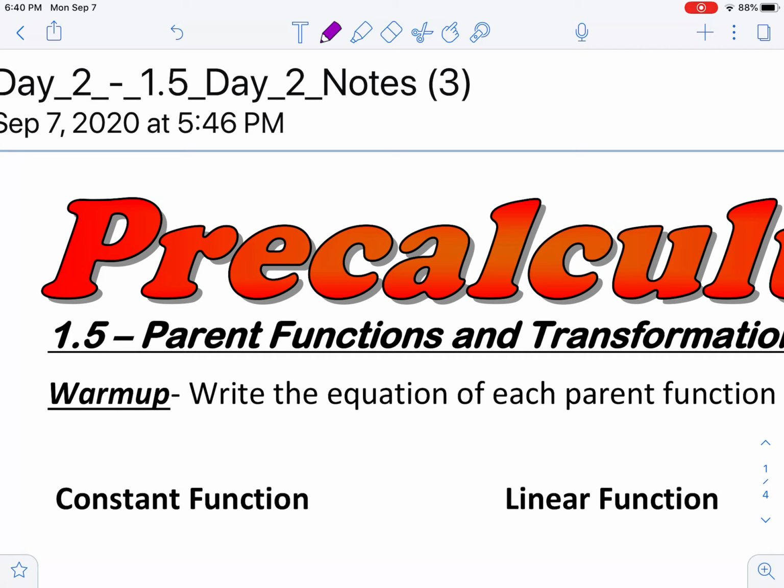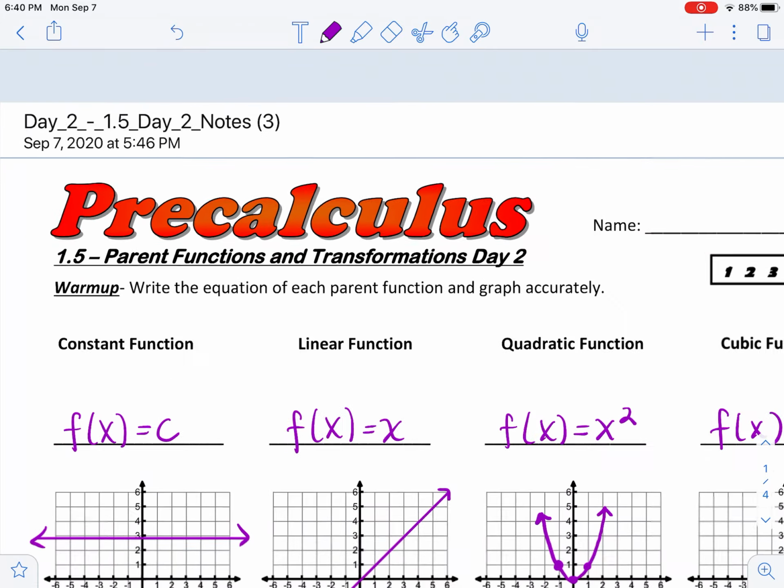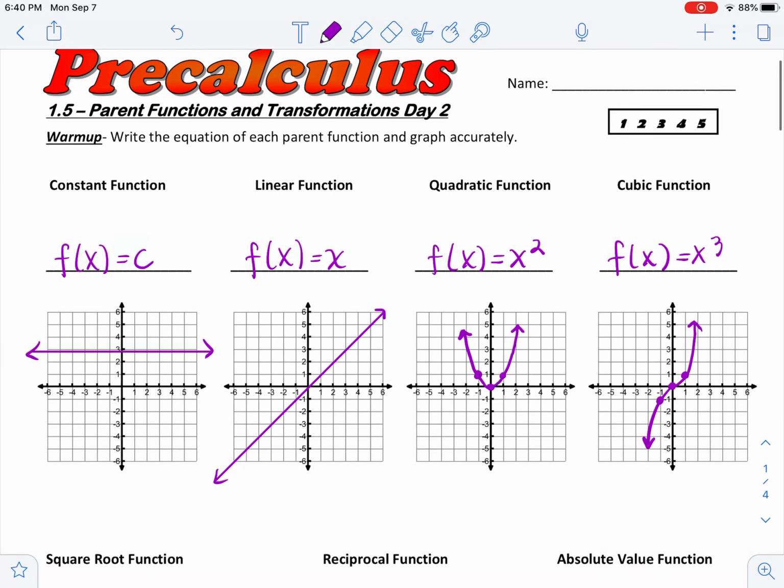I'm zoomed in because I already did it. Okay, I'm going to zoom out so that you can see what the first 4 look like. So check those. Your constant function, linear, quadratic, cubic. Notice in the quadratic function, the cubic function, I have those 3 points in each that you need to have accurate there.